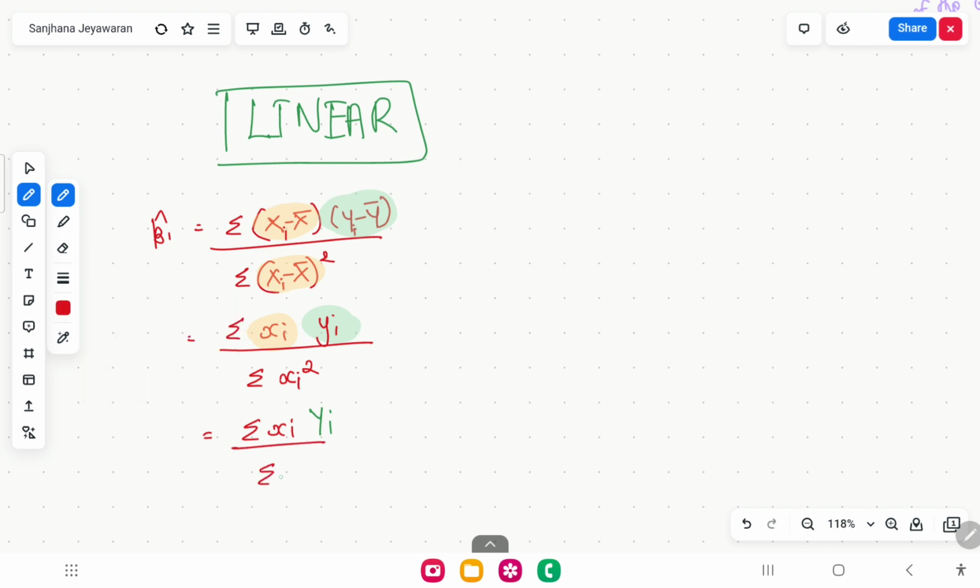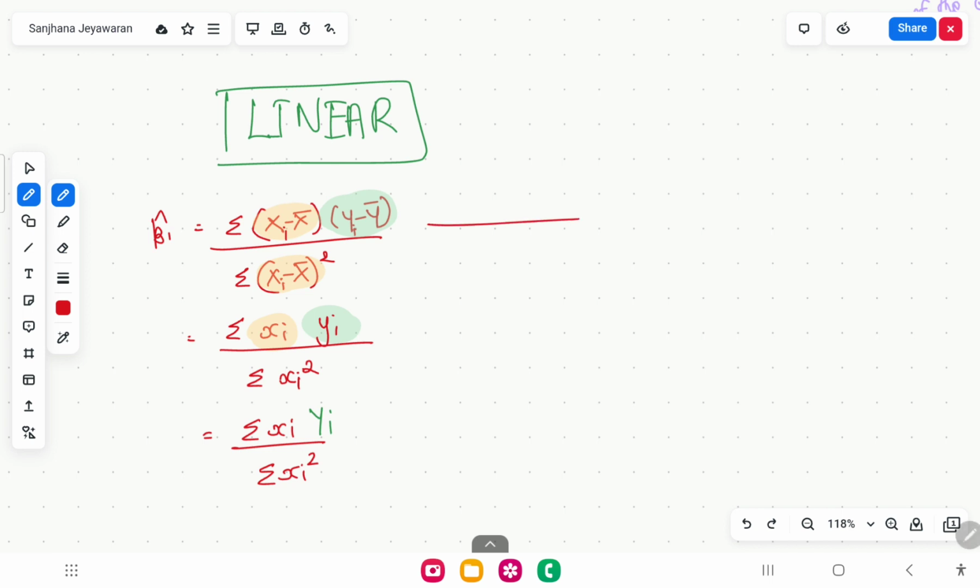Tell me how I got this actually. This simple yi, what does it refer to? It means y minus y cap. Now I am writing y capital yi. How did I get this? Okay, let's see. How did I get that?